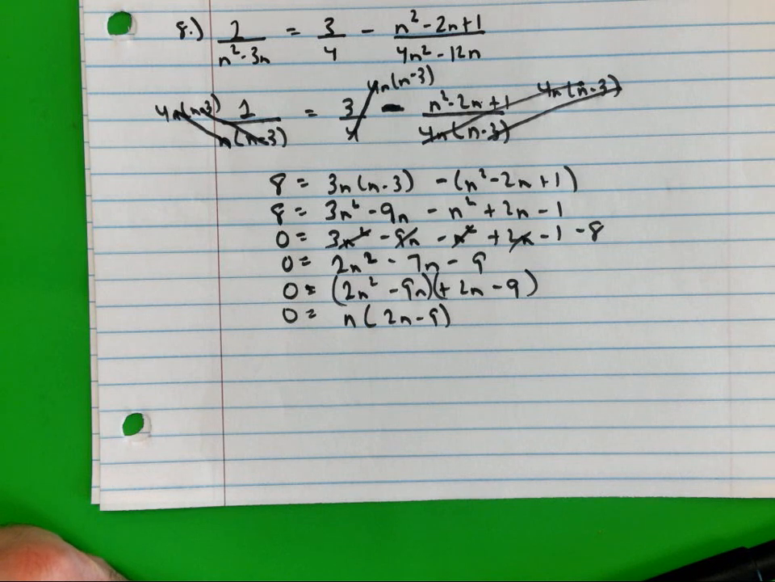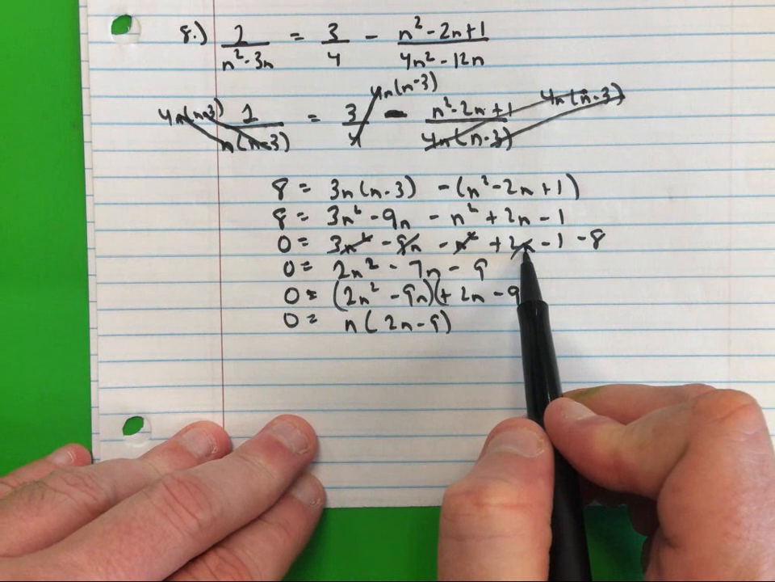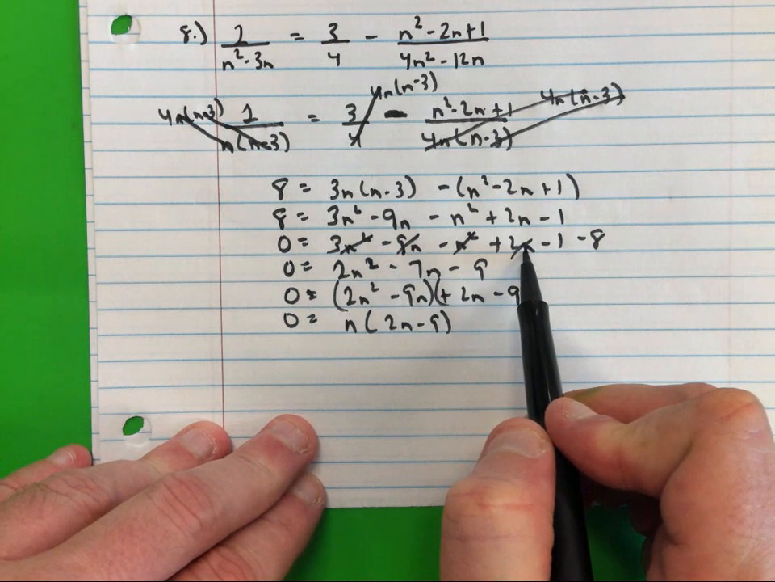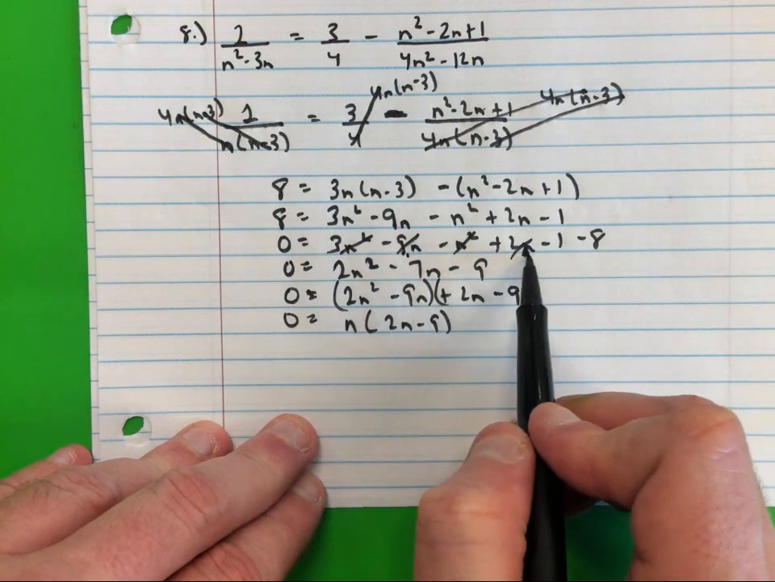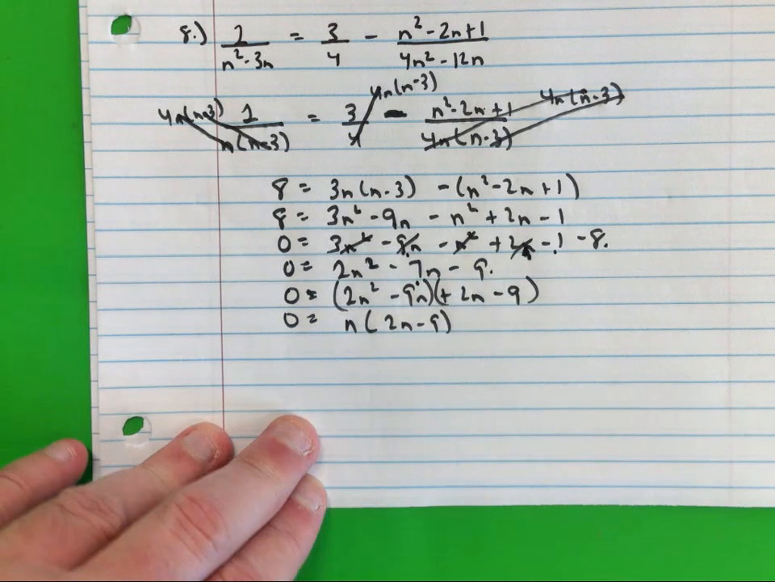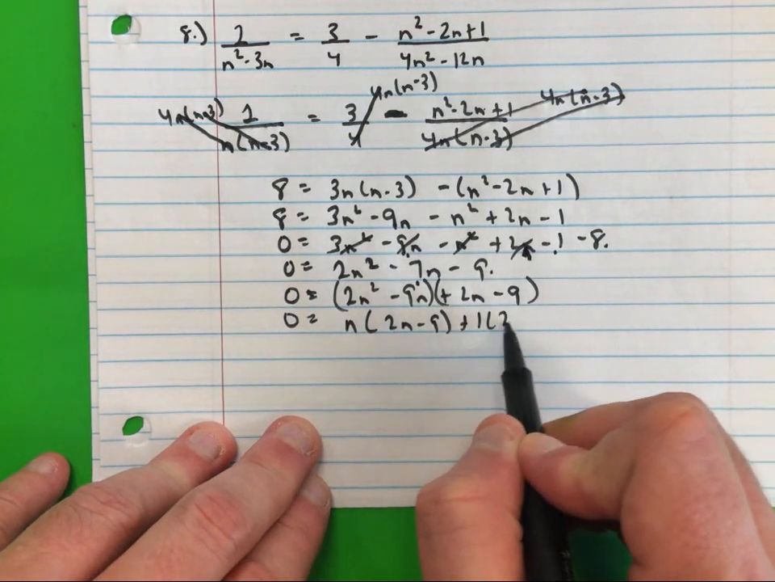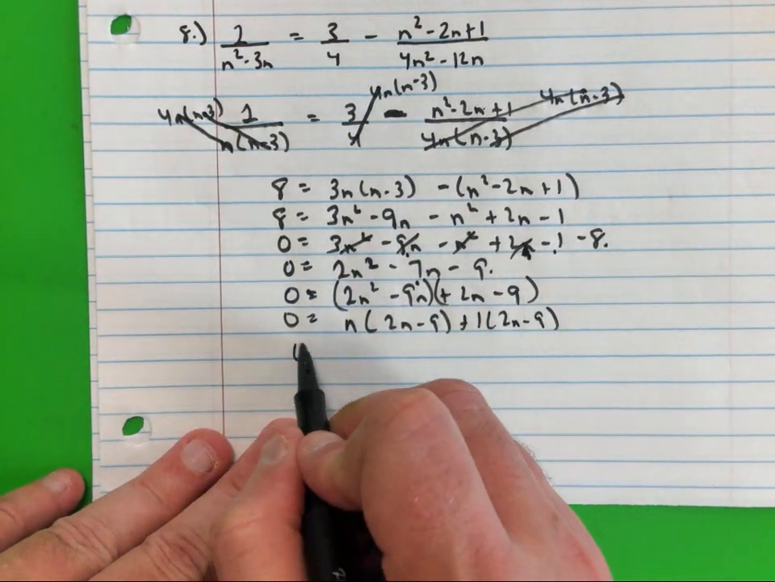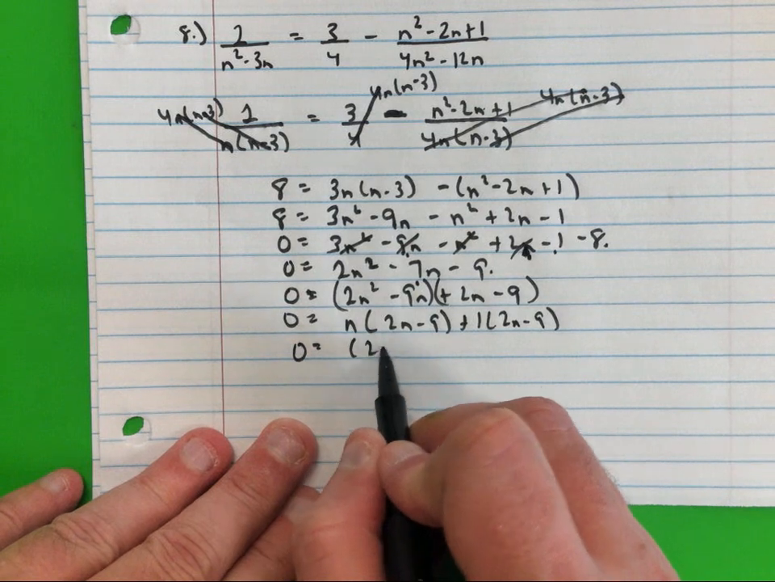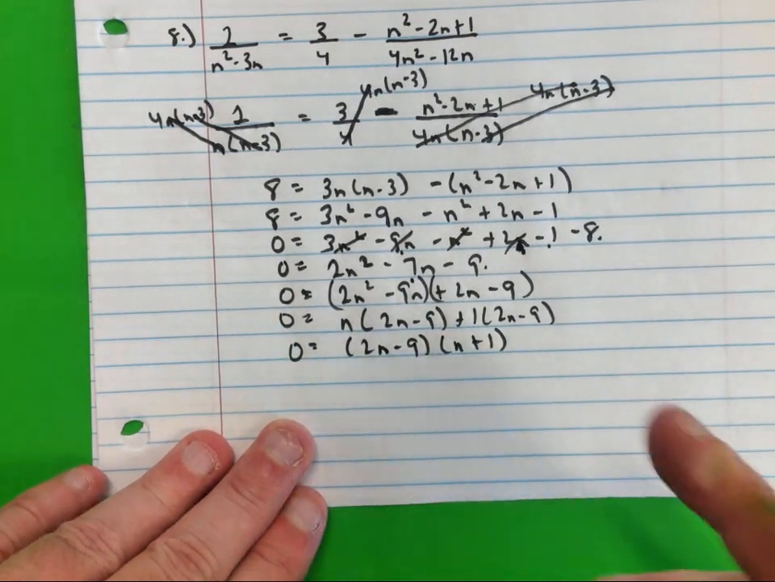Where's that 7n coming from? Negative 9n combined with 2n. Negative 9n and 2n gives you negative 7n. Negative 1 and negative 8 is negative 9. Now I'm going to take a positive 1 out. Get 2n minus 9 and n plus 1.